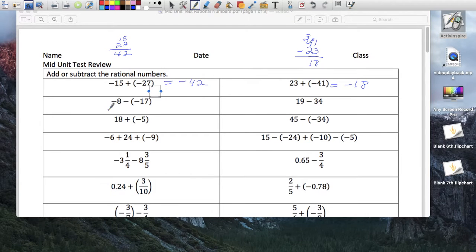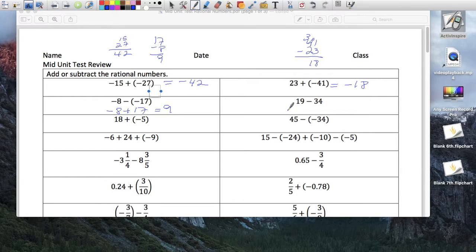This one, please change it. Keep the first one, change to addition, and we're going to add the opposite here, which is 17. Who wins? The 17. Okay, so he wins because it has a little bit more. 17 minus 8, and that gives me 9. So the answer is 9.